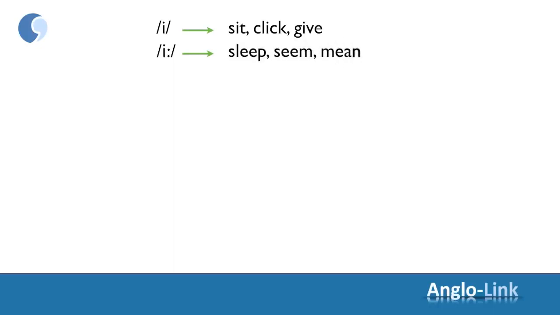Okay, let's move on to our third pair. That's the short I, as in sit, click, give, and the long E, as in sleep, seem, mean. Let's hear the difference between the two sounds in minimal pairs.